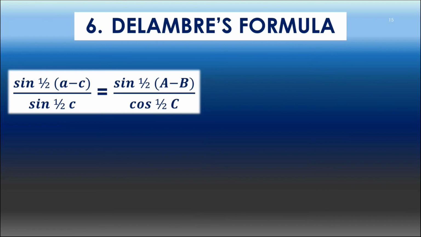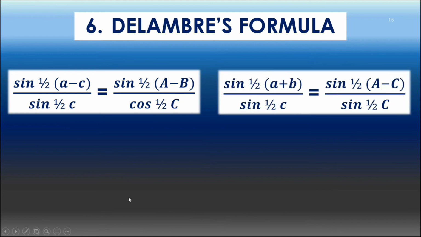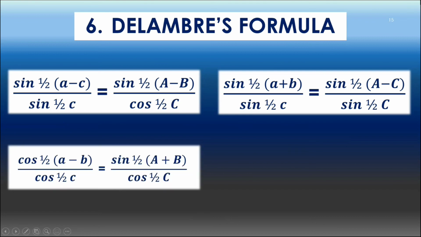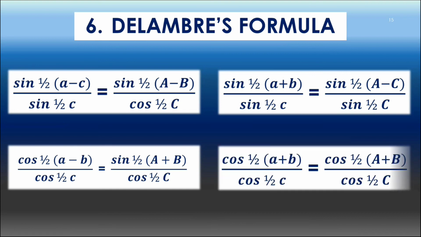So just take a look at it. Okay, so we have sine of half of the difference of sides A and C divided by sine of half of side C equals sine of half of the difference of angles A and B divided by cosine of half of angle C. So you just take a look at this formula for the Lambert's.